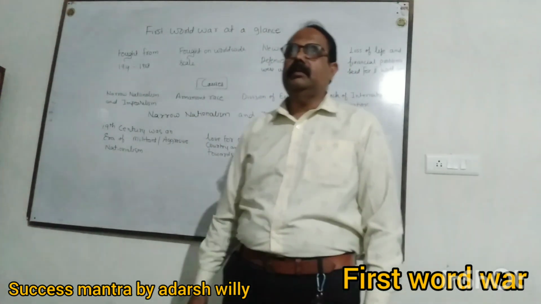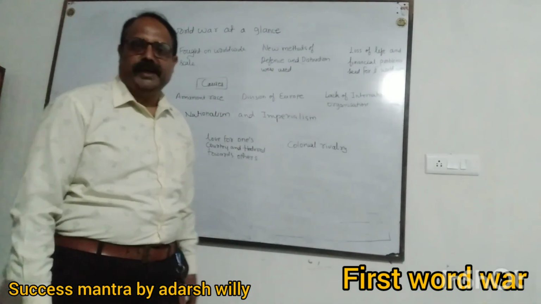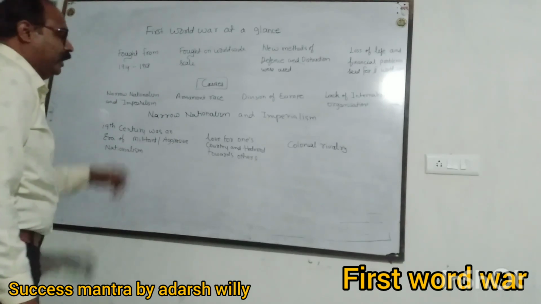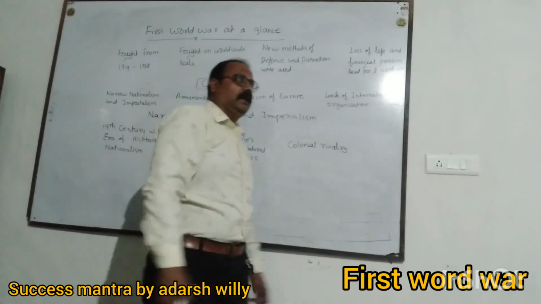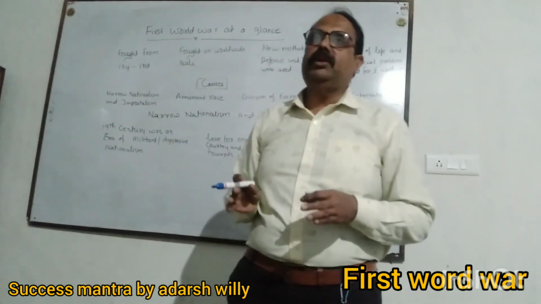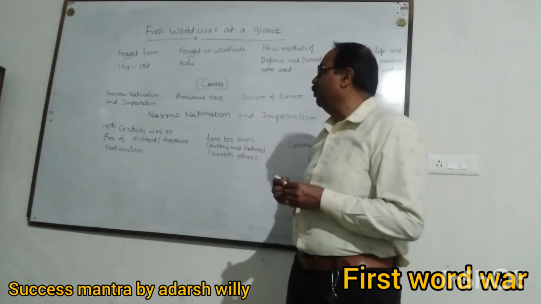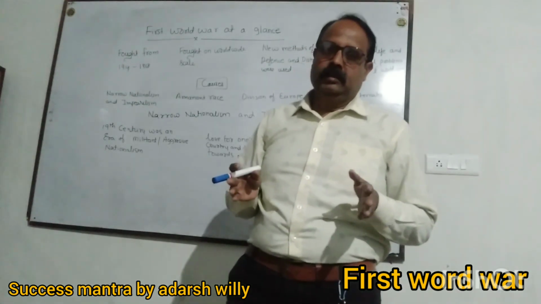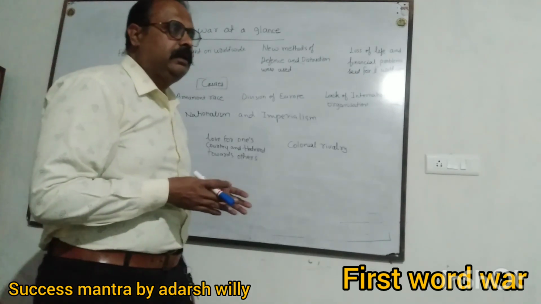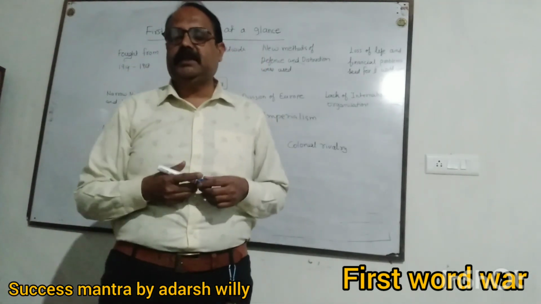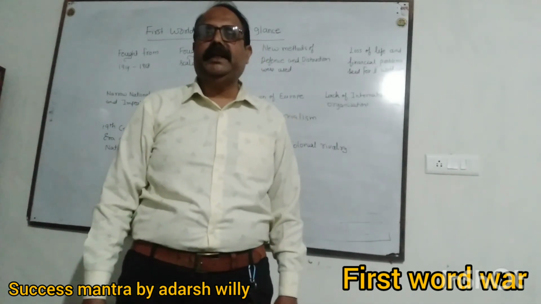As you can see behind me, I have written some points, and we are going to discuss these points. That is, the First World War at a glance. So the topic today is First World War at a glance. In this chapter we are going to discuss the different causes, how the First World War was fought, the dates between which it was fought, and what type of methods were adopted. There are so many different aspects that we are going to see today in this chapter. So let's get started without wasting any time.